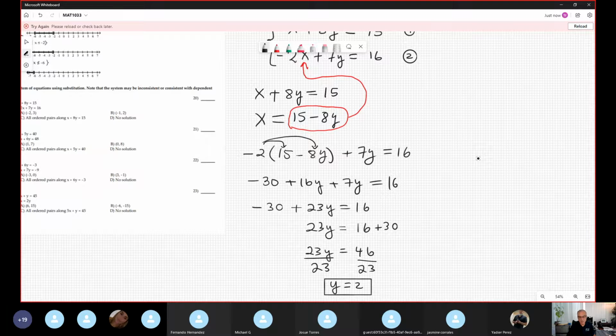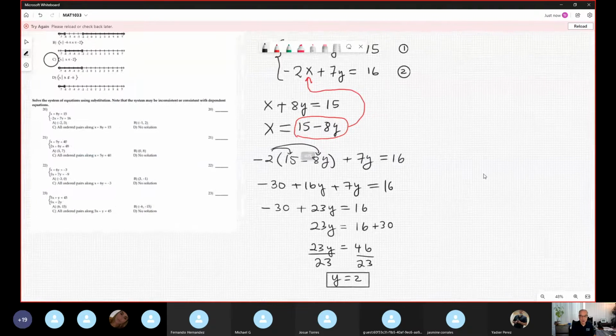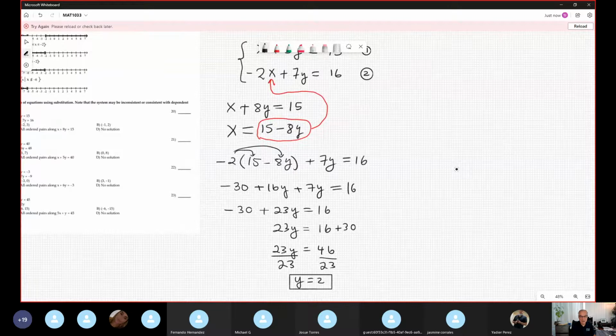I have in my hand y. I need to find x. Substitution in either equation. However, in my opinion, the super fantastic easy way is using this equation because x is isolated, waiting for me to determine the value. Okay, 15 minus 8 times 2. You replace y for 2.